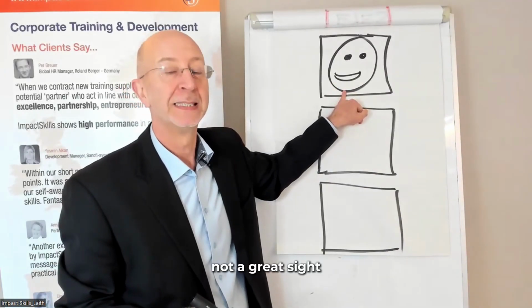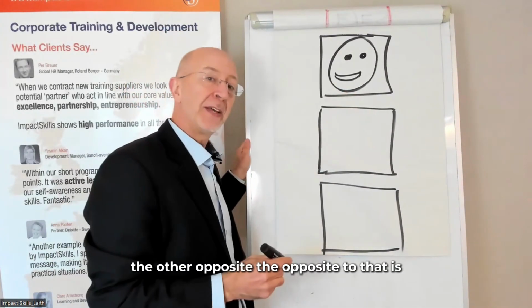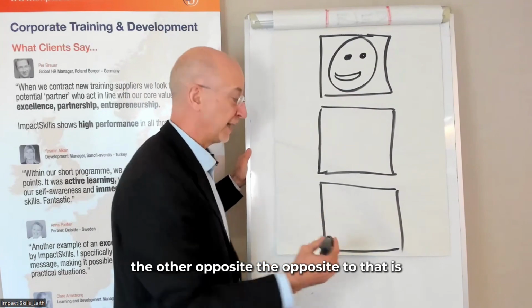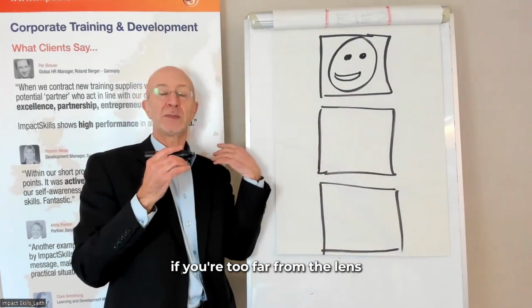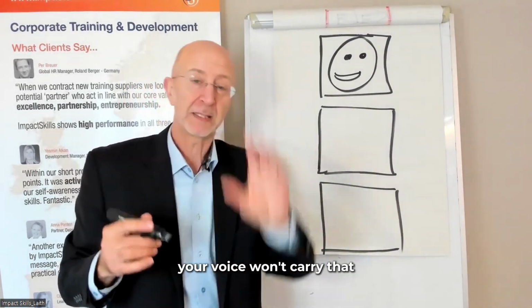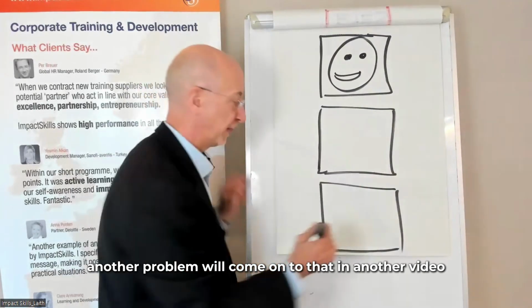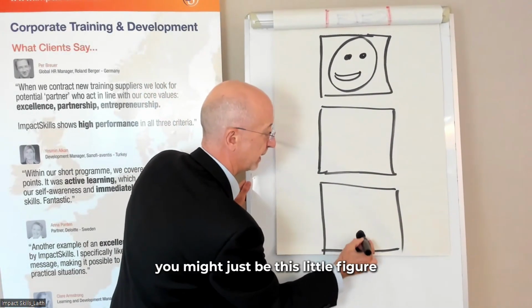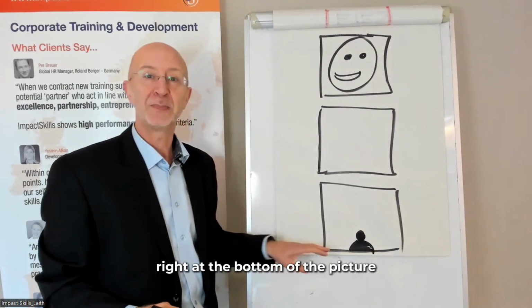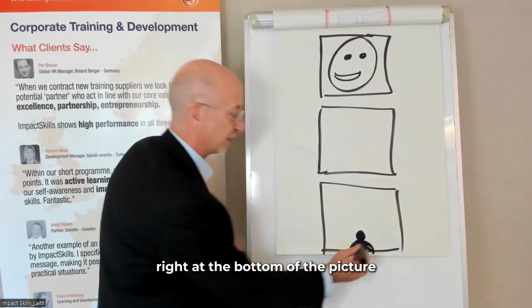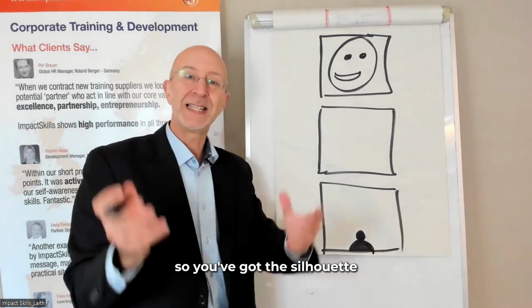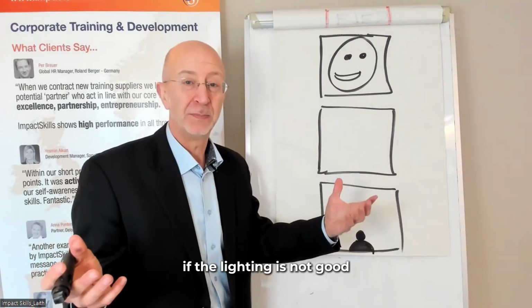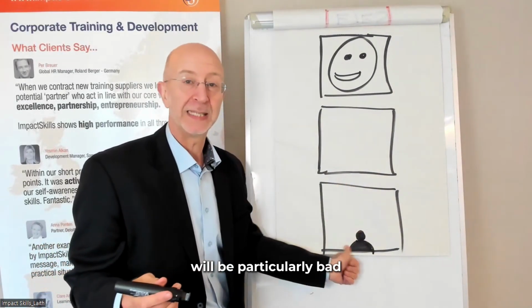Not a great sight. The opposite to that is if you're too far from the lens, your voice won't carry. That's another problem. We'll come on to that in another video. But if you're too far from the lens, you might just be this little figure right at the bottom of the picture. So you've got this silhouette. If the lighting's not good, it will be particularly bad.